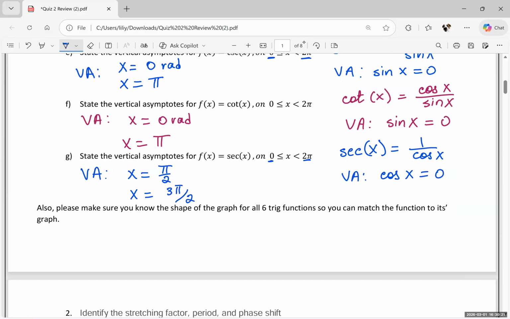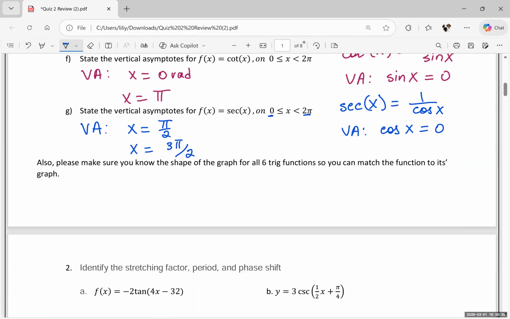You also need to know the shape of the graph of all 6 trig functions. You will be matching them to graphs. So all of them, sine, cosine, tangent, cotangent, secant, cosecant, you need to be able to recognize them and match them to their original function.